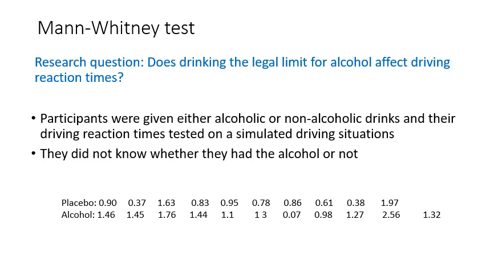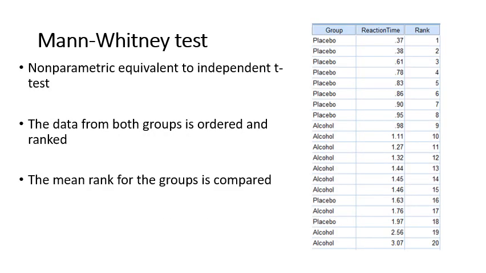So these are the placebo and these are the alcohol groups. If you are going to run that in Excel, you have your group, the reaction time, and the rank. You're using the Mann-Whitney test, which is the non-parametric equivalent for the independent t-test. The data from both groups is ordered and ranked, and the mean ranks of the groups are compared.